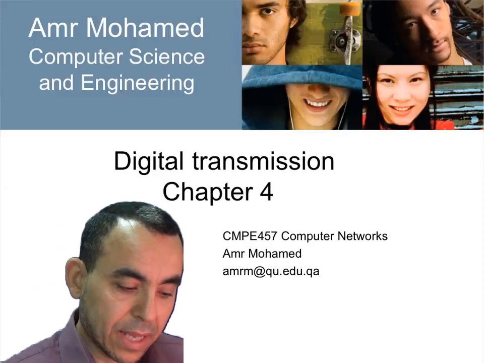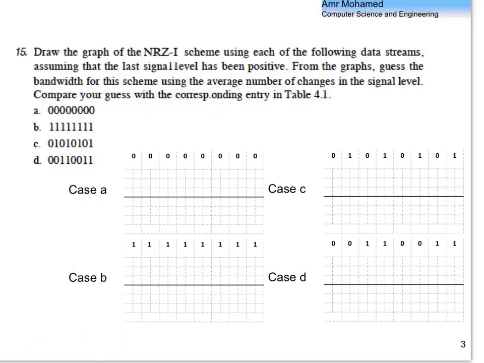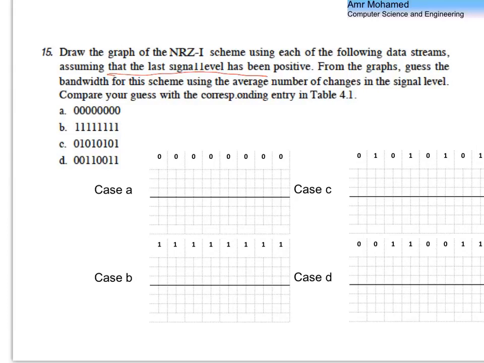So to begin, we will start with chapter 4 obviously, and the first question is: draw the graph of the non-return to zero invert scheme using each of the following data streams, assuming that the last signal level has been positive. From the graphs, guess the band for this scheme using the average number of changes in the signal. Compare your guess with the corresponding entry that we have studied in class.